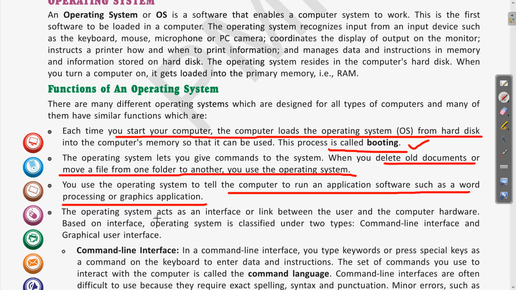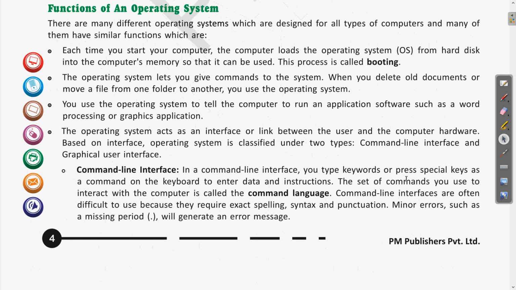Next is, the operating system acts as an interface or a link between the user and computer hardware. And this interface which we are talking about is of two types, that is command line interface and graphical user interface. So what are these two interfaces? First is command line interface. Command line interface basically is the interface where we only have commands to give. We don't have any graphics or icons, menus there.